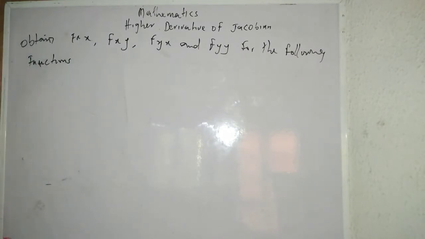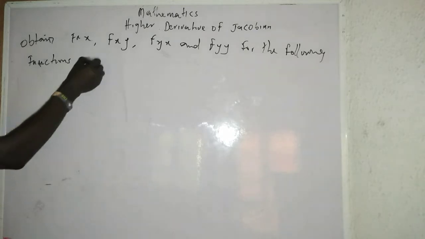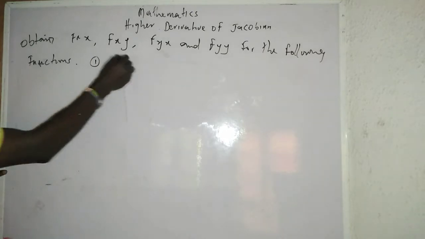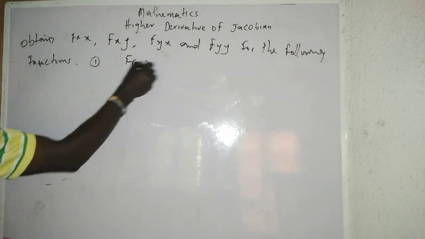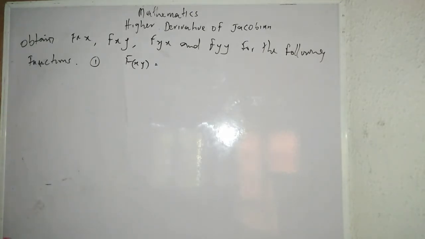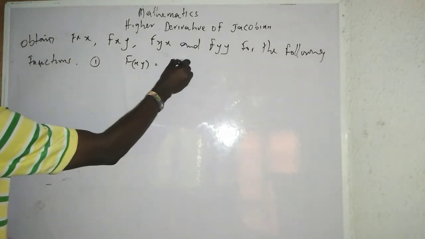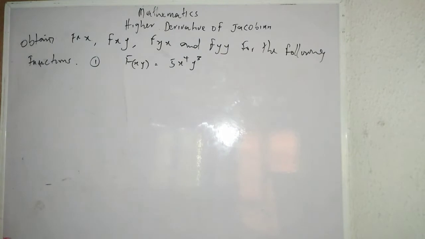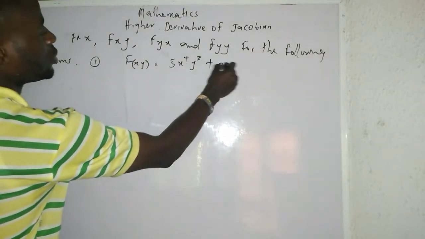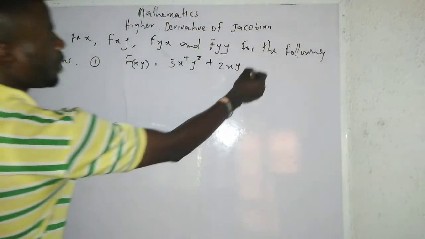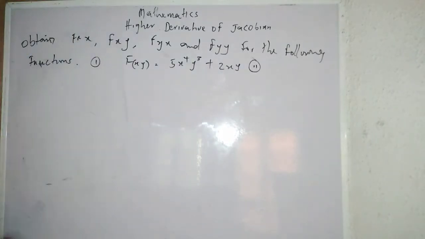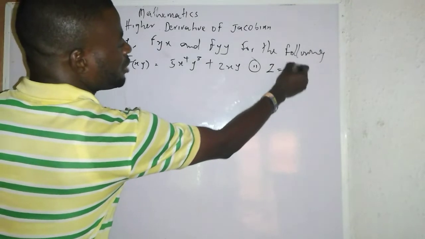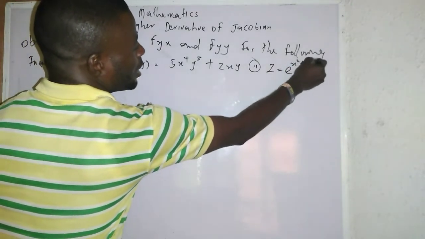Now, let me call this function one. The function one can be, let me use f of x, y equals 5 raised to power x to the power 4, y cubed, plus 2xy. That is number one. Number two, I have z equals e raised to power x squared plus y, in the power form.